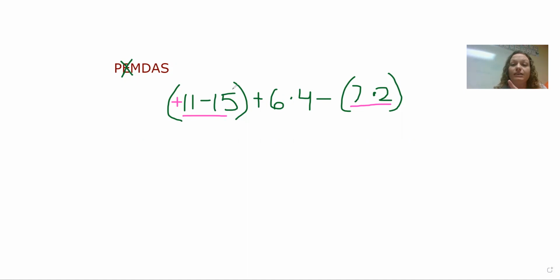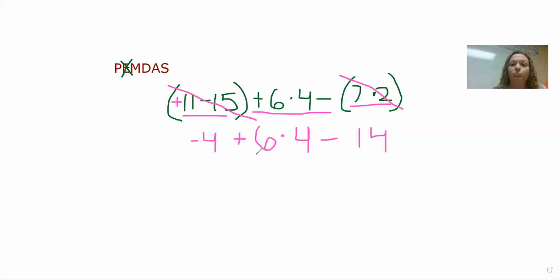So we have 2 different signs here. We have a positive 11 and a negative 15, so we're going to subtract. 15 take away 11 is 4. We know that that's negative because the 15 is larger. So let's come over here and do this other parenthesis. We have 7 times 2, and that's 14. So we're finished with this chunk, and we're finished with this chunk. Now we rewrite the rest of the problem. So we have plus 6 times 4 minus 14.